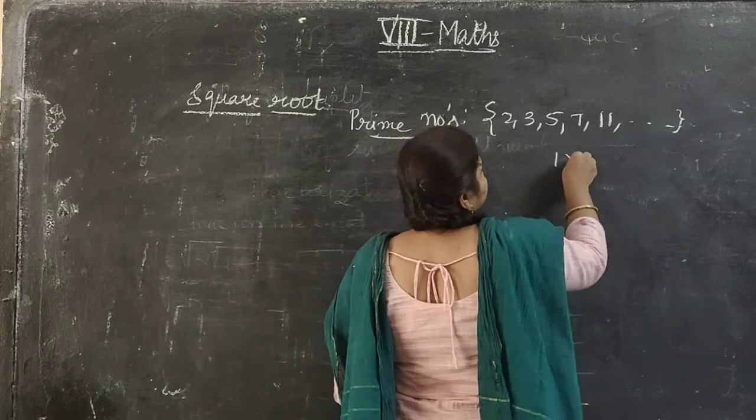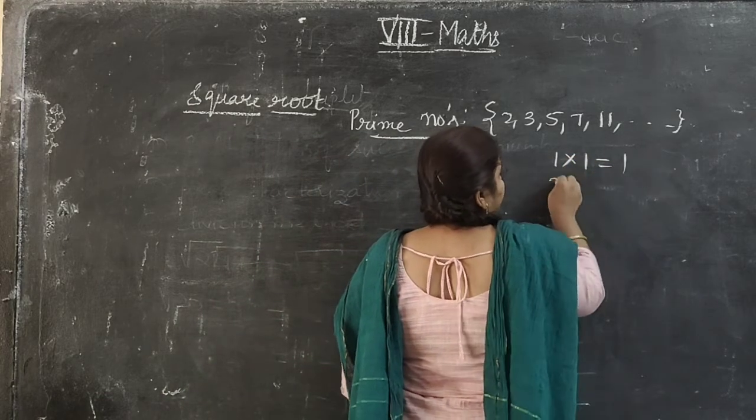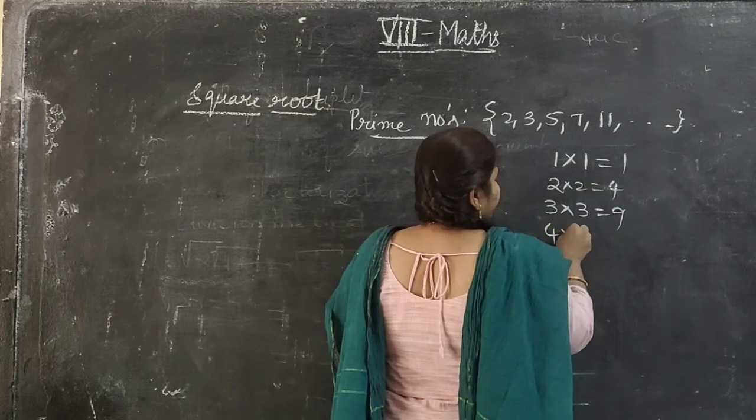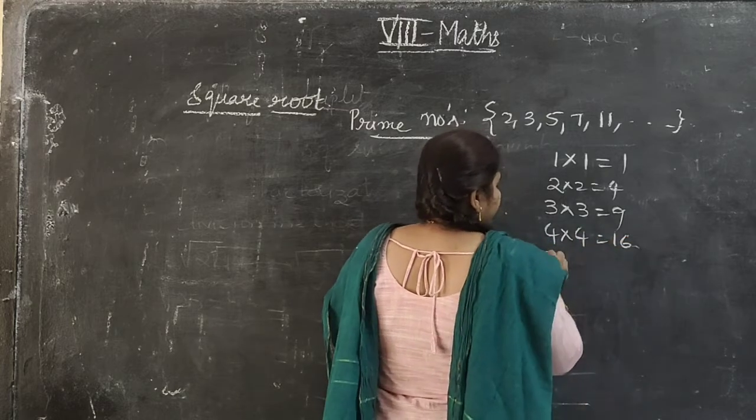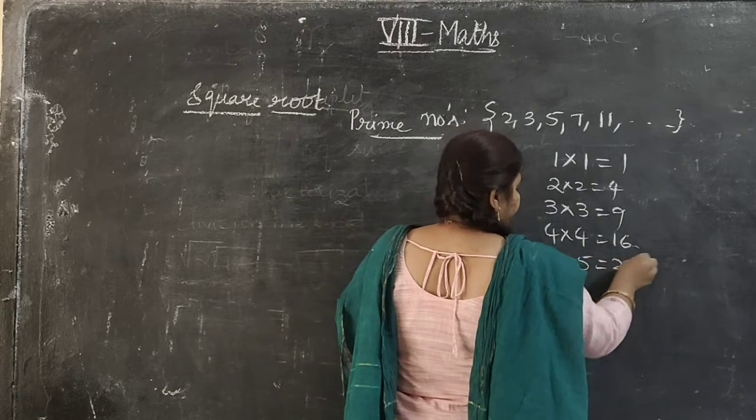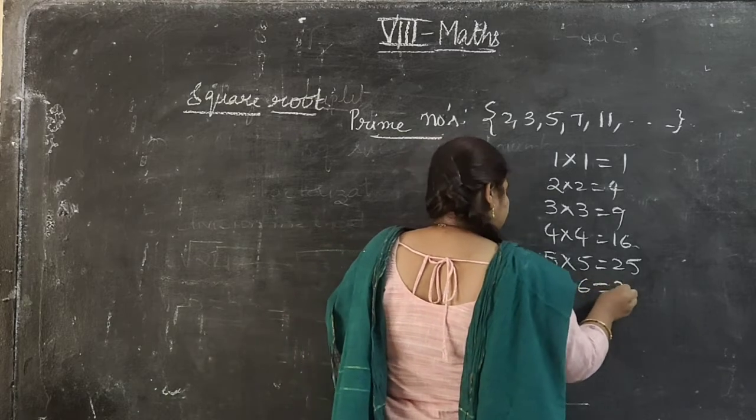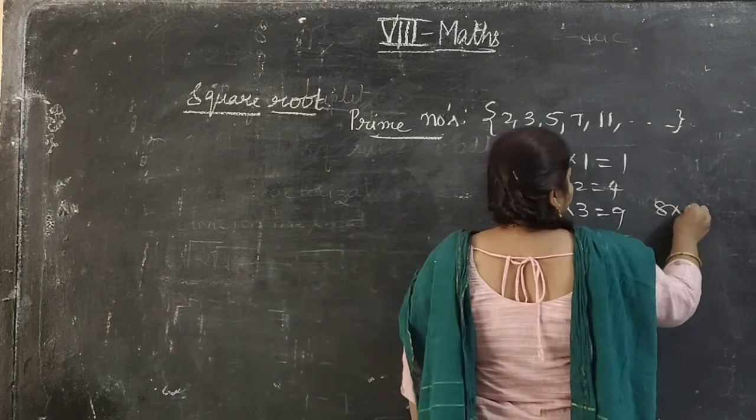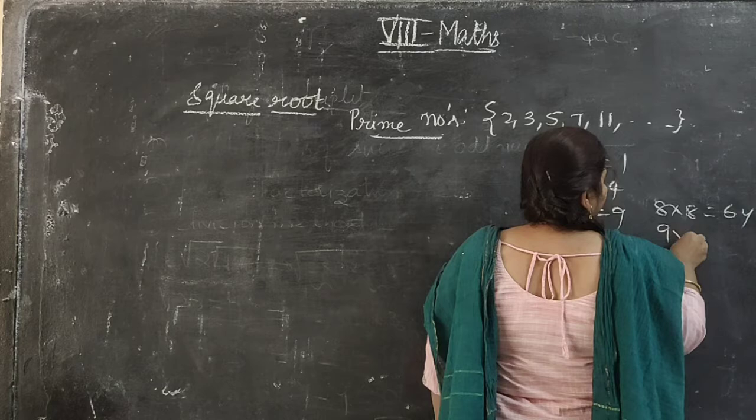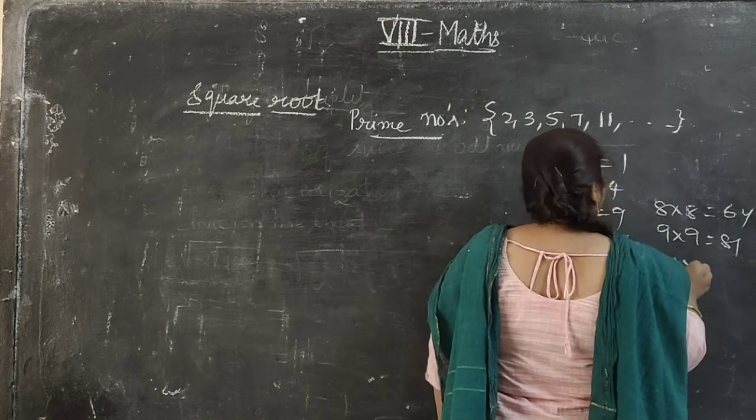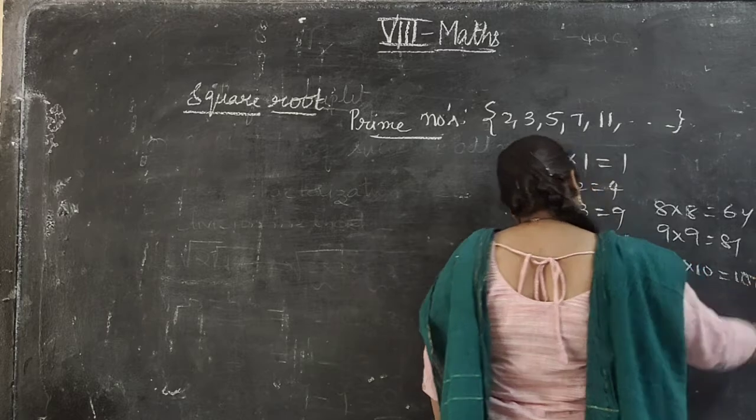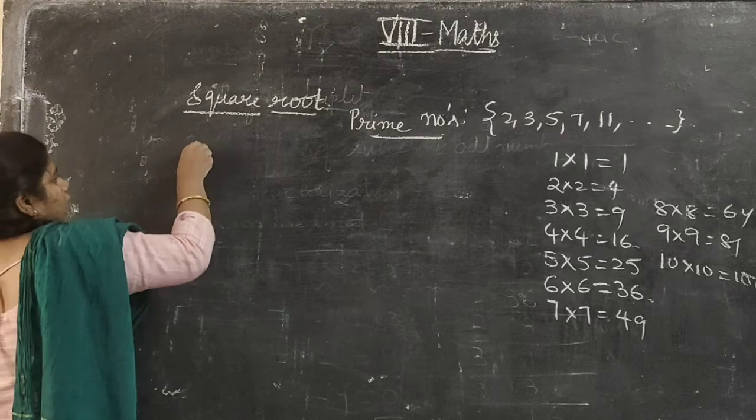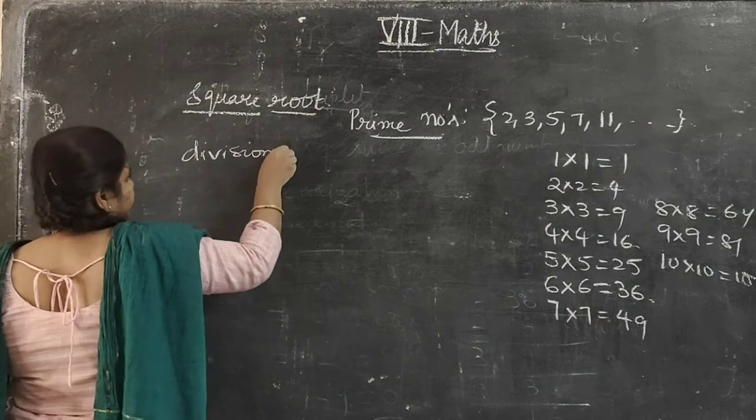So what are the square numbers here? 1 into 1 is 1, 2 into 2 is 4, 3 3s are 9, 4 4s are 16, 5 5s are 25, 6 6s are 36, 7 7s are 49, 8 8s are 64, 9 into 9 is 81, 10 into 10 is 100. By using these perfect square numbers, we will find the square root by using the division method. So let's see how to do this division method.